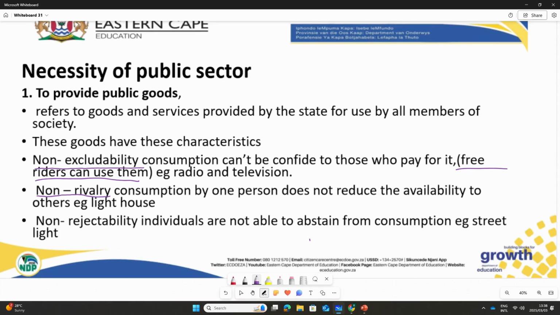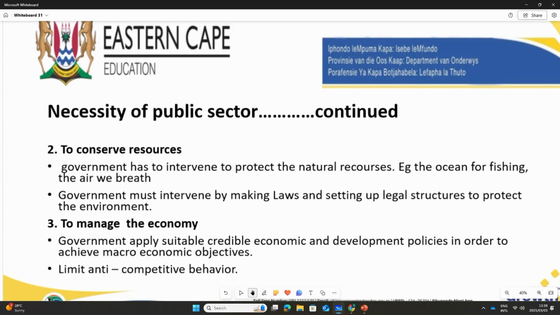Then let's go to characteristic number 3, non-rejectability. Individuals are not able to abstain from consumption, e.g. street lights. So you are not exempted from using this type of product. Even if I don't want lights, as long as I am using that street, I cannot be exempted from that street light. That is providing public goods.